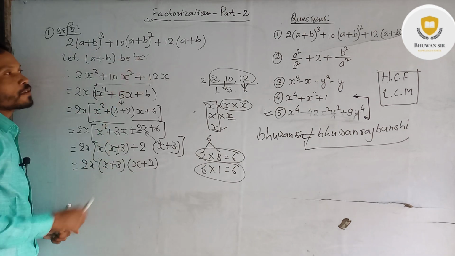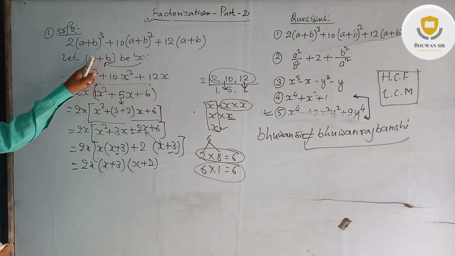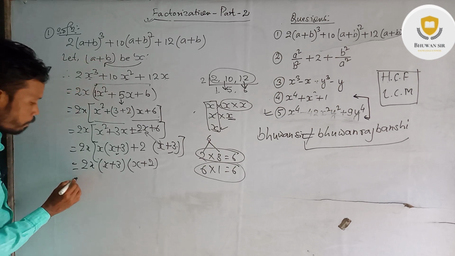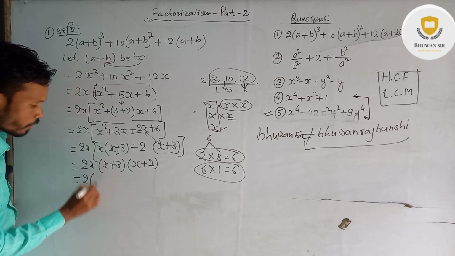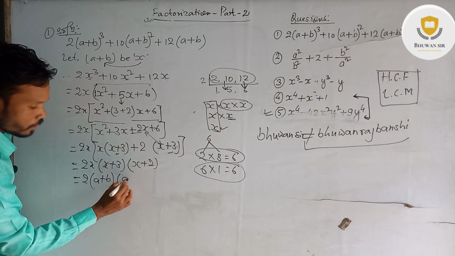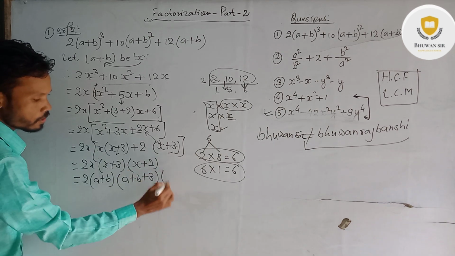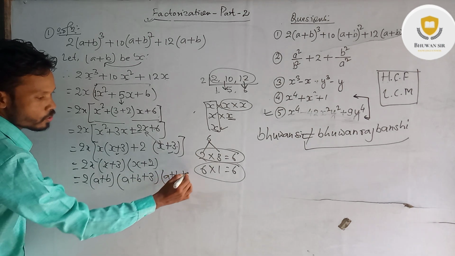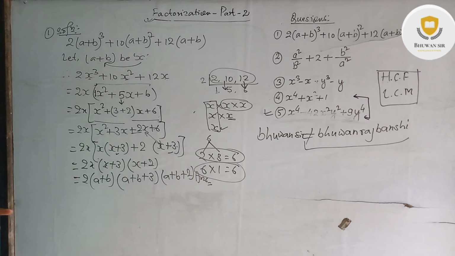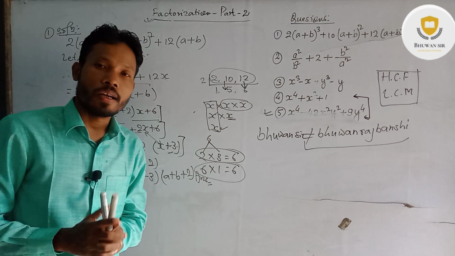So in case of x, what should be replaced back? We have to replace back its original value. So wherever you see x, we have to write here a plus b. So 2 times a plus b, and again here x means a plus b, plus 3, x means a plus b, plus 2. This is our final answer. I hope you have understood this question. There is no confusion regarding this.